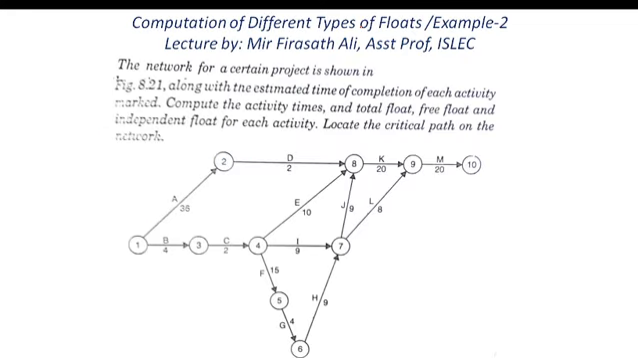This is the network diagram which is given to us. The network for a certain project is shown in the figure along with the estimated time of completion of each activity marked. Compute the activity times and total float, free float and independent float for each activity. At last, we need to locate the critical path on the network. So, let us start solving this problem.